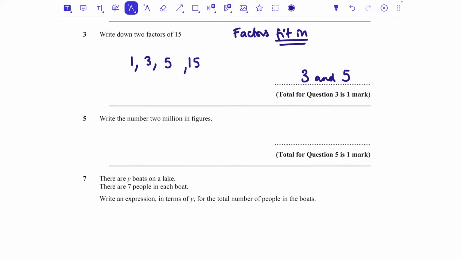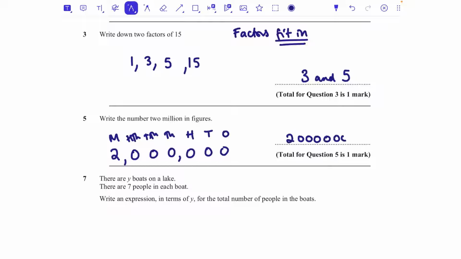Okay, question number 5, write the number 2 million in figures. So with your place value, you've got the ones column, the tens column, the hundreds column, and then you've got the thousands column, 10,000s, 100,000s, and then the millions. So if you want 2 million, it's going to need a 2 in the millions column, and then nothing in any of the other columns. So our answer looks like this, 6 zeros, 2 million looks like that.